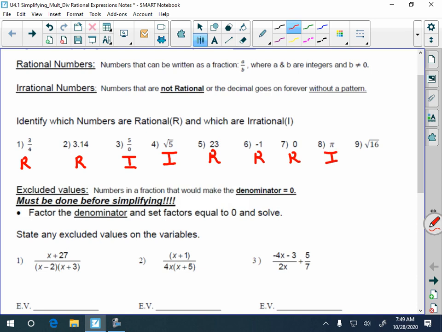Let's see, the square root of 16. Now, if you simplify square root of 16, that's 4, and 4 can be written as 4/1, and so 4 and 1 both come from the integers. Also, if you put square root of 16 in the calculator, you'll see it's exactly 4, and it's not a decimal that goes on forever, so this is rational. So just because it's a square root doesn't mean that it's irrational. You have to simplify.